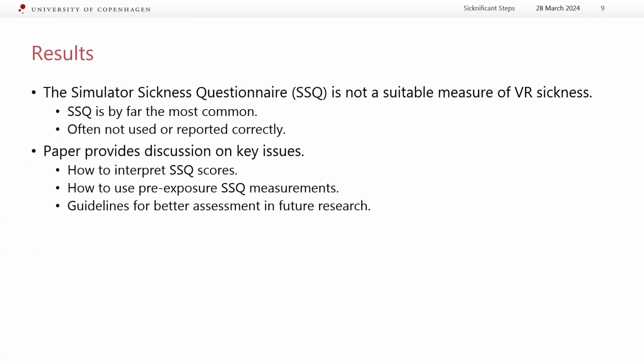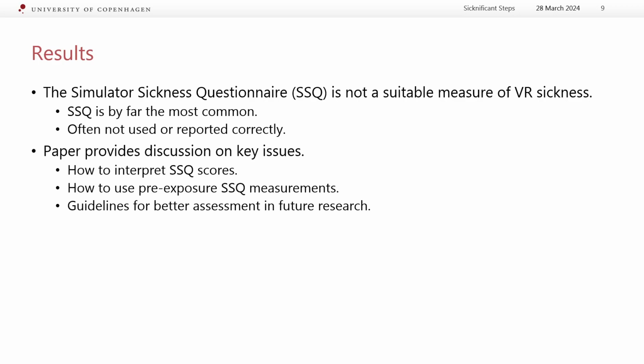We found that the simulator sickness questionnaire is by far the most common measure of VR sickness, but it is not a suitable measure of VR sickness. Issues around the validity of the simulator sickness questionnaire are already well known in the literature, but still, the SSQ remains the most used measure of VR sickness. We additionally found in our paper sample that the reported scores are misleading and often diverge from what other VR sickness measures report. This means that they don't accurately portray how much discomfort the participants in that study had as a result of VR sickness, or as a result of the exposure to the locomotion.